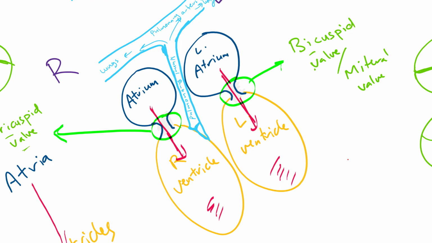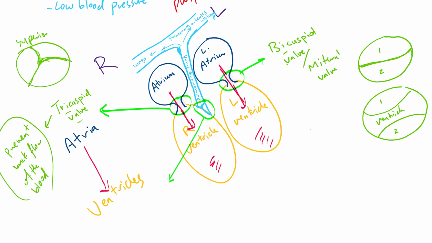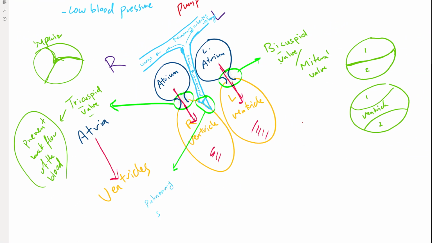This valve here, we will call it the pulmonary semilunar valve. Why is it semilunar? Because it looks like a half moon, especially when it closes. So this is one flap, this is another flap, and there is a third flap in the back. So this is the pulmonary semilunar valve. This is also of the same function, to prevent the backflow of the blood.